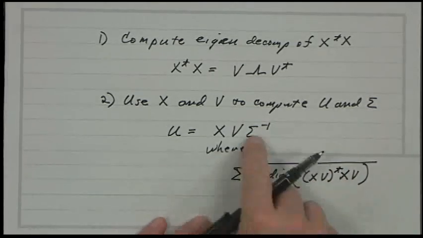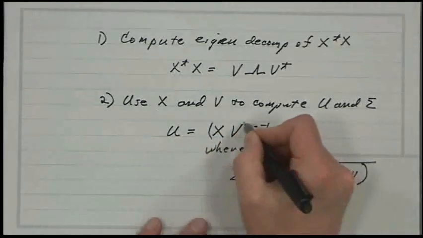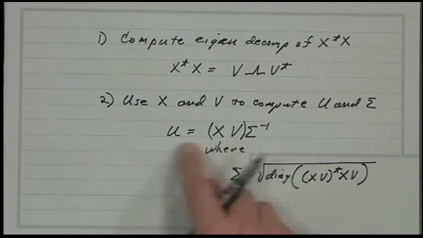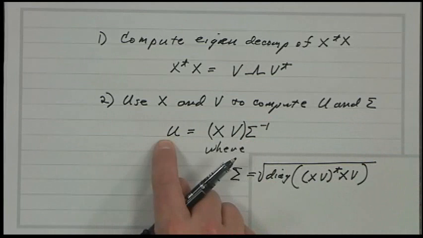In other words, all the sigma does is take the columns of this matrix, x times v, and normalize them, because u has to be normal. If you don't multiply by the sigma, you'll get the unnormalized version of u.